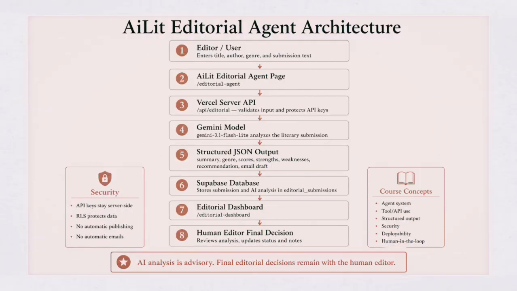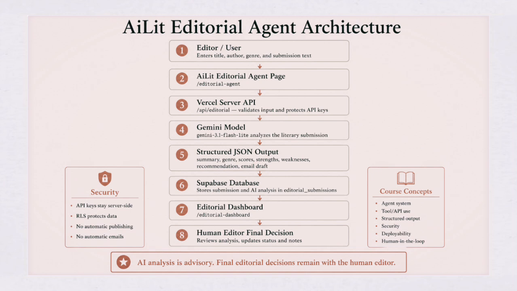This diagram shows the architecture of AiLit Editorial Agent. The flow begins with the editor or user entering the title, author details, genre, and submission text on the AiLit Editorial Agent page. When the user clicks Analyze Submission, the request goes to a Vercel Server API route. This server route validates the input and protects sensitive keys, so the Gemini API key and Supabase service role key are never exposed on the front end.